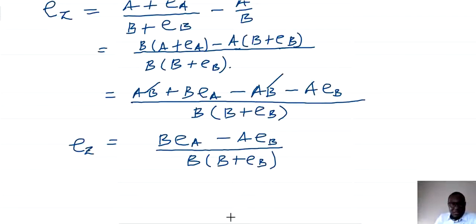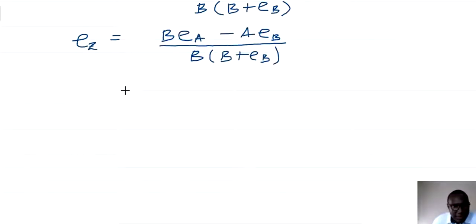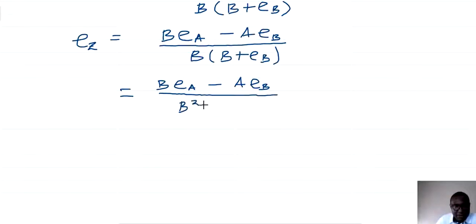But what are we supposed to show? Let us see what we are supposed to show here. We are supposed to show this. That means we have to continue. Yes, we have to continue. Let's expand the denominator. We shall have B error A minus capital A error B divided by B squared plus capital B error B.